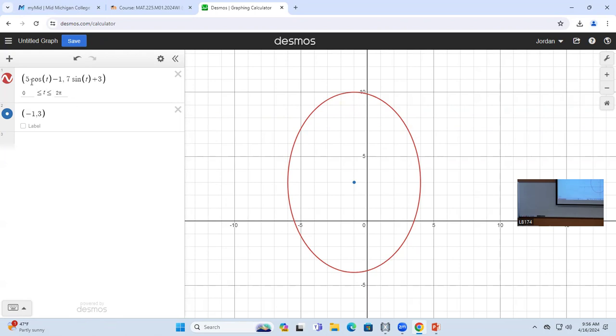So the 5 is corresponding to essentially half of the length of the minor axis, what we used to call B in our equation with the ellipse. And the 7 is half the length of the major axis, which we used to call A in our equations of the ellipse.